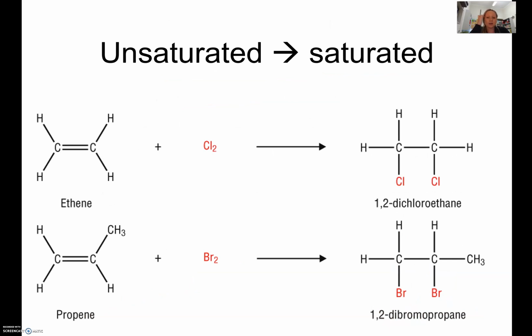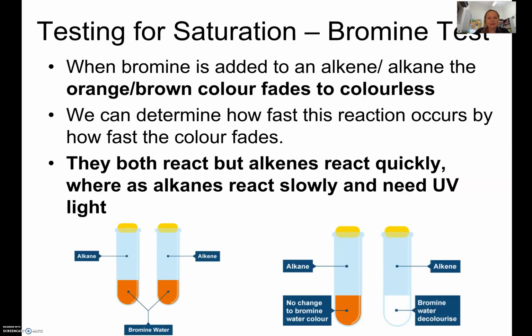And so here's just another example showing you the 2. So this one here is ethene, and if we add Cl2, both chlorines go on, and this is propene. And so just remember that the double bond breaks and the atoms join on to where that double bond was. I hope that makes sense.